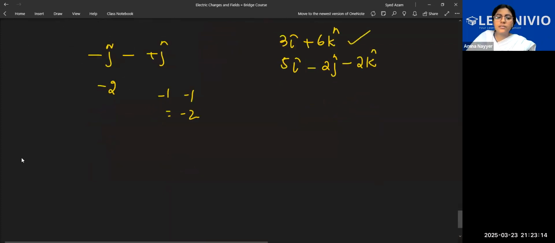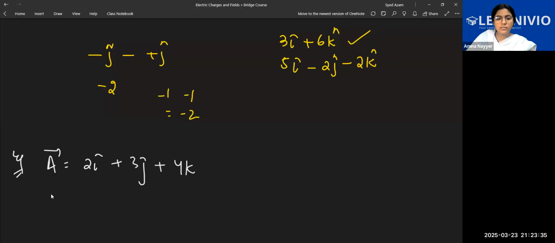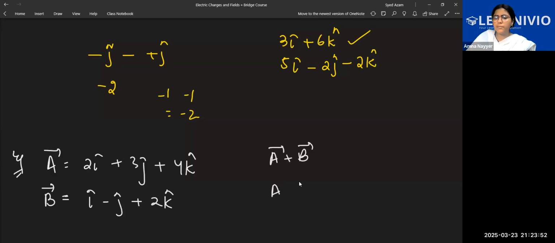Now I'll give you the question which you had in your diagnostics test. That time you couldn't, I think you left the question. I'm giving you the same question. Yes, ma'am. Now you attempted properly. So you have to tell A plus B and you have to tell A minus B. You will find this part easier now, since you have performed this one very well.